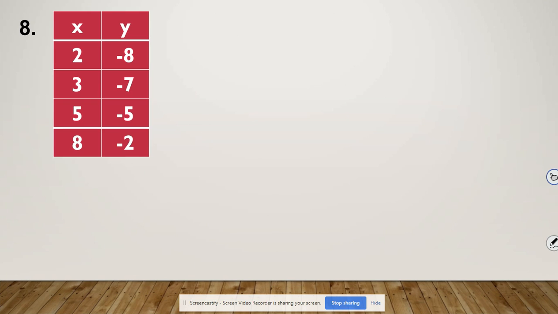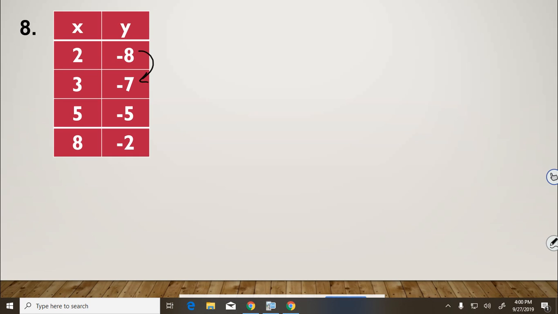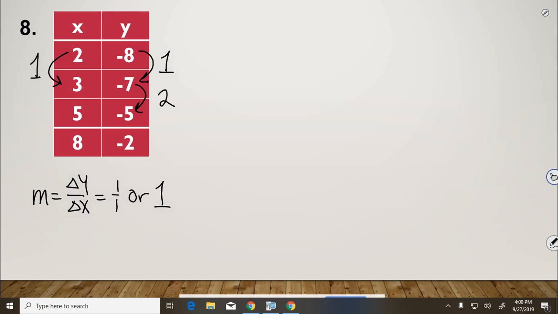Number 8. Again, we have to figure out the slope first. So we pick 2 points. -8 to -7 is going up 1. 2 to 3 is going up 1 as well. So my m is change in y over change in x, or 1 over 1, or just 1. Let's check to make sure this slope continues. If we do -7 to -5, that's going up 2. 3 to 5, also going up 2. 2 over 2 is 1.